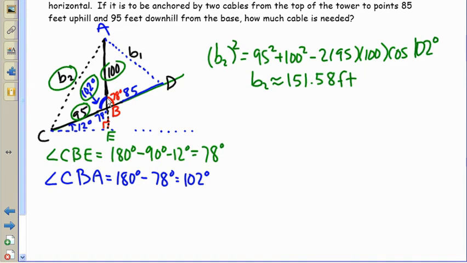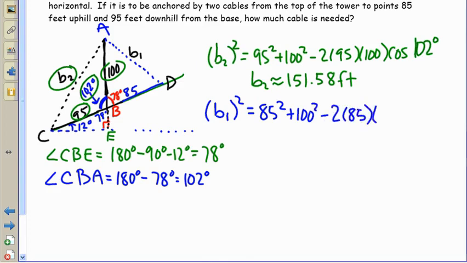And now I can go ahead and solve for B1. The length squared would be equal to, because don't forget you have to take the square root of your answer after you plug it into your calculator, B1 squared equals 85 squared plus 100 squared minus 2 times 85 times 100 times the cosine of 78 degrees. When I plug this into my calculator and then take the square root of it, B1 is about equal to 117.01 feet.